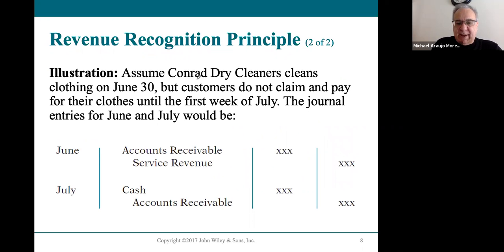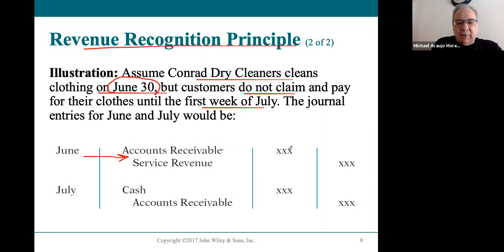So here's an example of that. You have a dry cleaner, and they clean clothes on June the 30th. Now, June is a month, so that's the period of time we're working with, is recognizing all of our revenue for June, right? This work was done on June 30th, so the revenue has to be recognized on June 30th, even though the customers don't show up for a week later to pay. So if you're following the revenue recognition principle, you did the work on June the 30th, and so you have to recognize the revenue on June the 30th, which is what they did here.